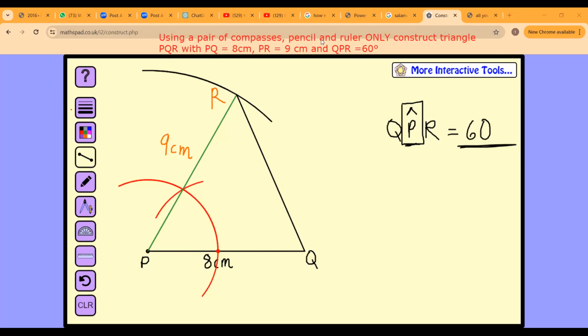Exactly like how they told us. They said use a pair of compasses, pencil and ruler only, construct PQR. What did we do? We did exactly that, right? The angle QPR has to be 60 degrees, so let's label that. And this line has to be 9 centimeters because it says PR. So PR is 9 centimeters and PQ is 8 centimeters. And so this is how we construct this triangle. Let me know if you all understand how to do this.